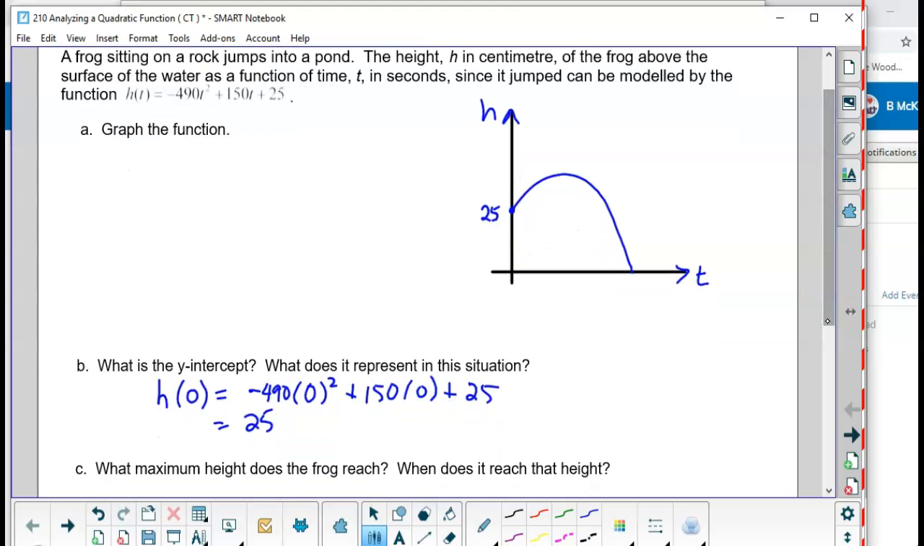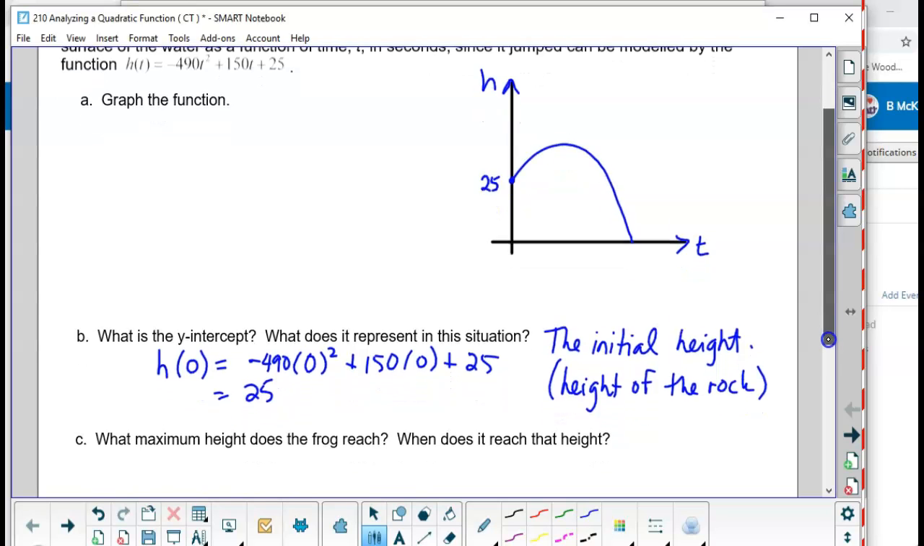Well, that's the height of the frog at time 0. So the initial height. Initial means at time 0. And so it's sitting on a rock when it jumps, so the initial height means the height of the rock that it's sitting on.